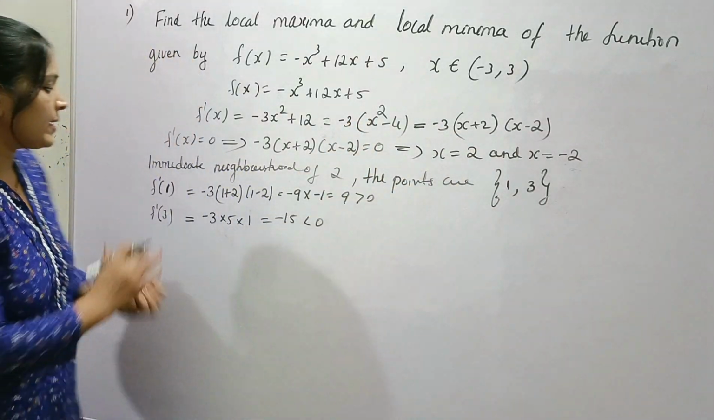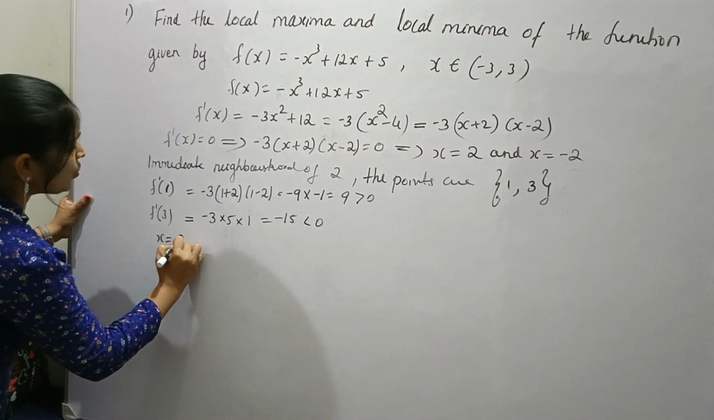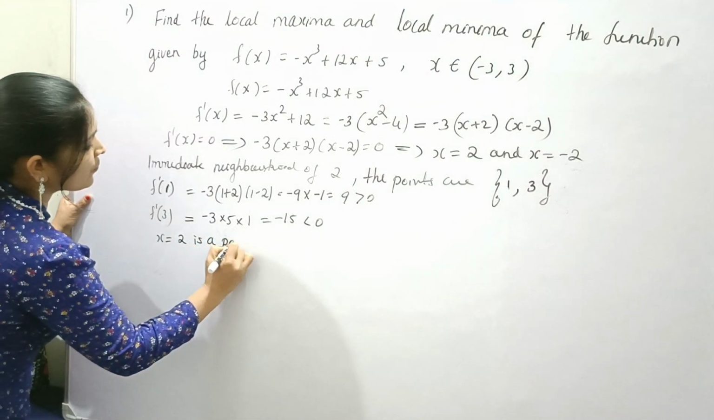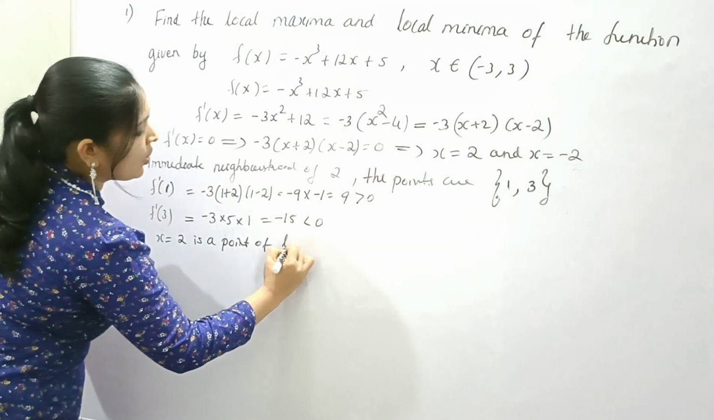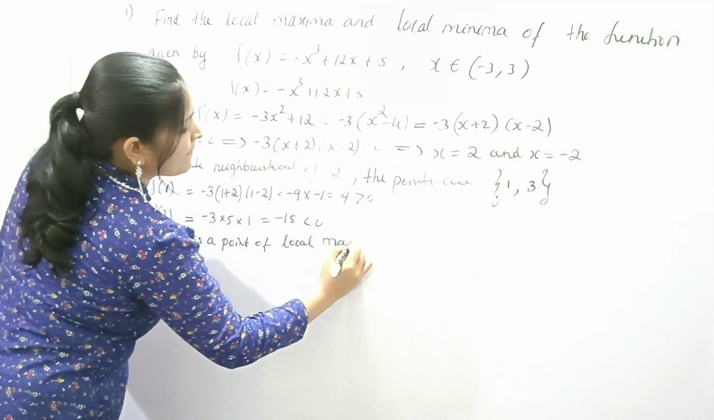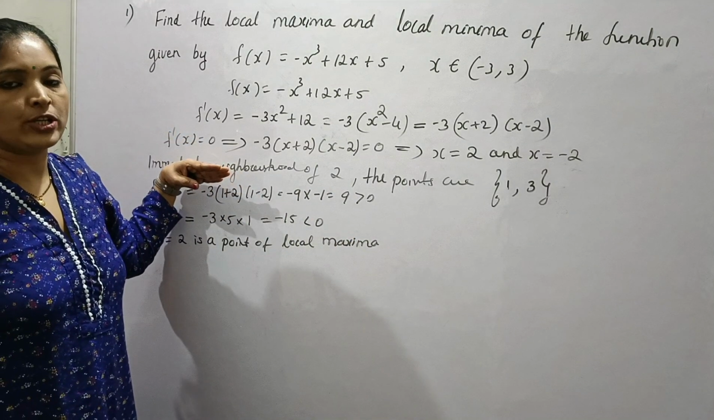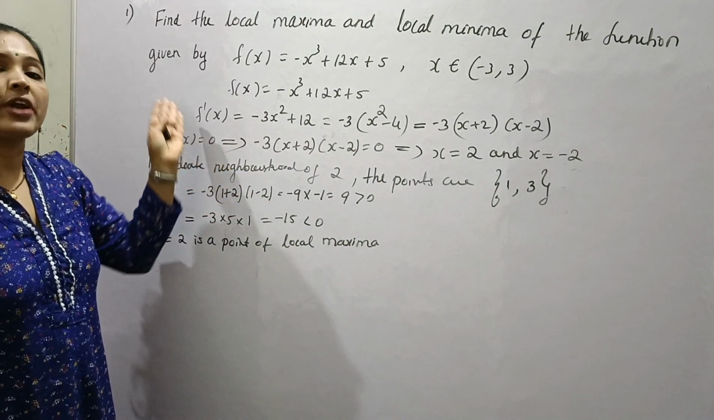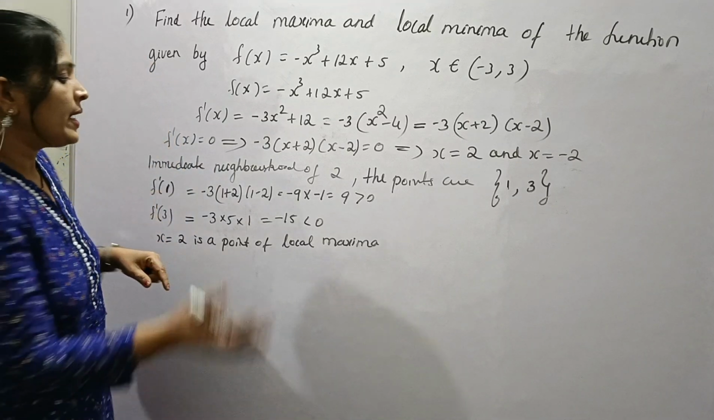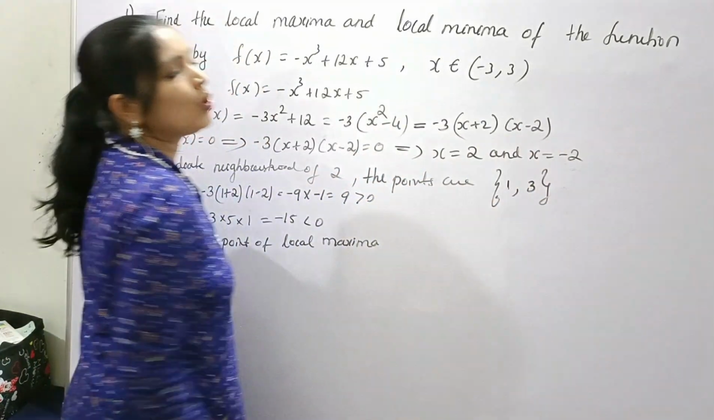So here x is equal to 2 is a point of local maximum, because f dash of x changes sign from positive to negative. Next, let's check about x is equal to minus 2.